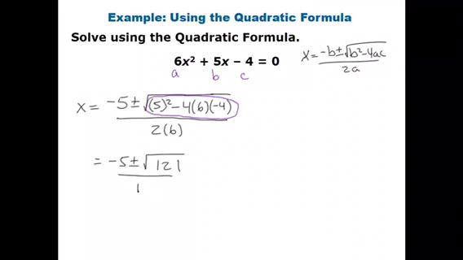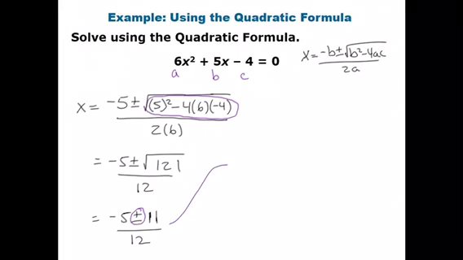2 times 6, which would be 12. Well, I know the square root of 121 is just 11. So I've got 5 plus or minus 11 divided by 12. Remember, the plus or minus means that we now have to set up our two equations, one where we're adding the 11 and one where we're subtracting the 11.